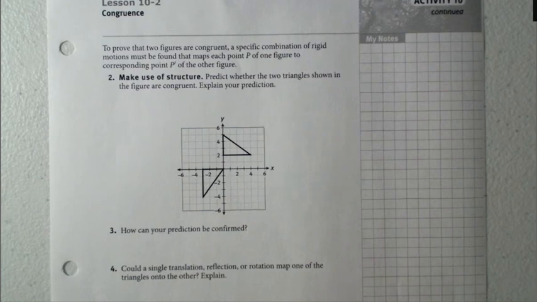Section 2 covers questions 2 to 7. Let's take a look at the introduction. To prove that two figures are congruent, a specific combination of rigid motions must be found that maps each point P of one figure to corresponding point P prime of another figure.